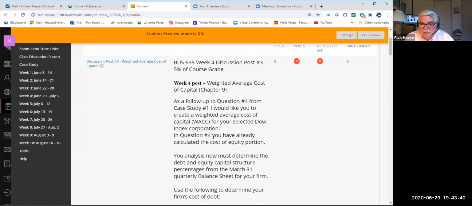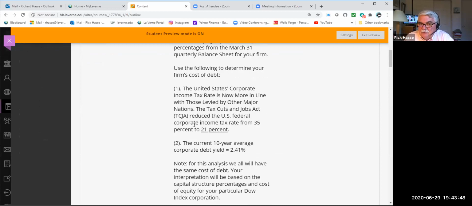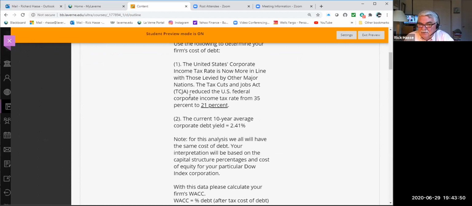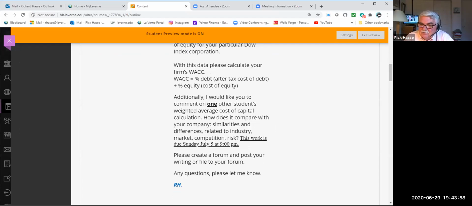Case number 1. Then you find the capital structure of your corporation on March 31st, the percentage of debt and equity. Then you determine the after-tax cost of debt by this information in points 1 and 2. Then you put them all together to determine the WACC and then compare it to one other student, just one. You don't have to do more, just only one. But I want you to give me some similarities or differences and the reason why you think that in your discussion post.